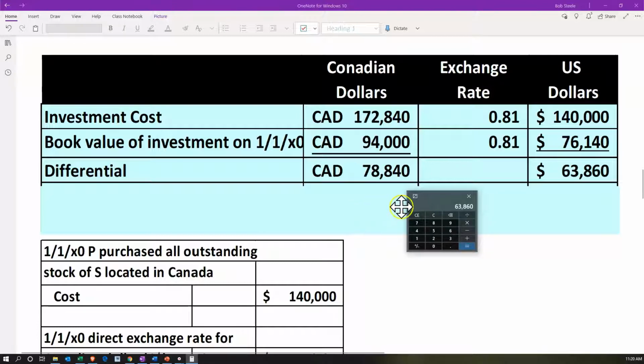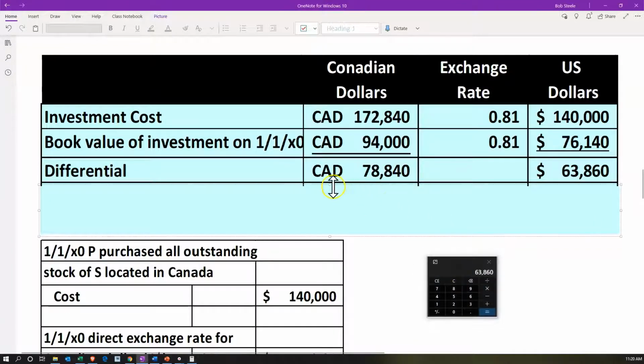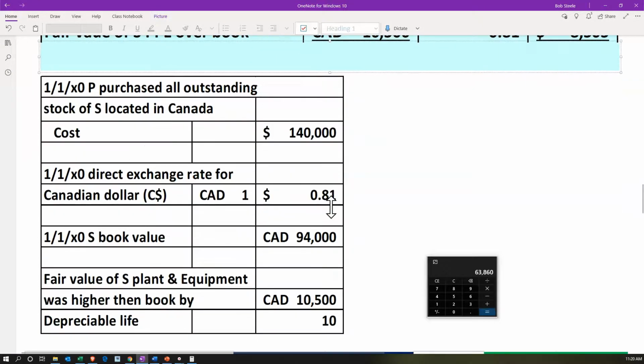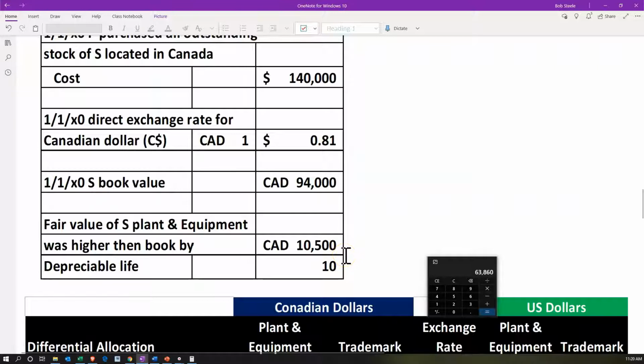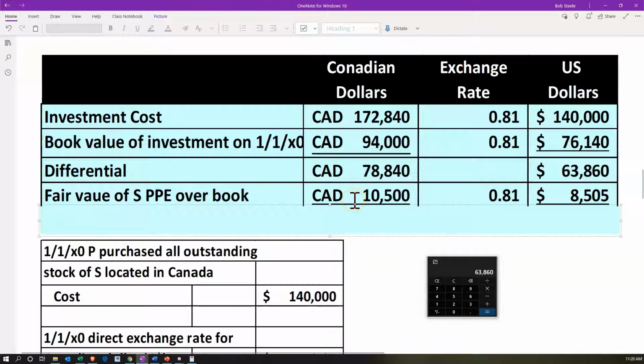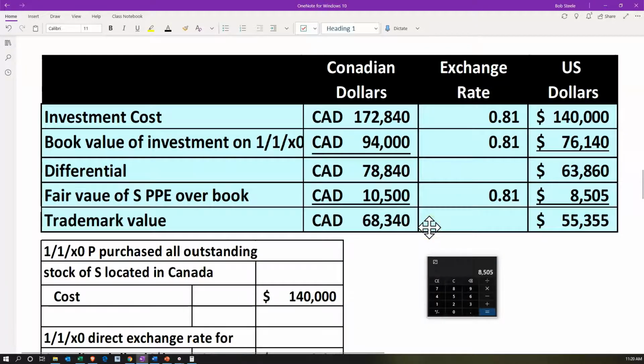0.140 is going to give us the 63,860. We're now going to apply that differential as it was given in the problem to the property, plant, and equipment, which was given to us as 10,500 above the book value, by 10,500 Canadian dollars. So we're going to put the 10,500 Canadian dollars here, once again converting that 10,500 times the 0.81, that being the 8,505. So we have the 8,505.